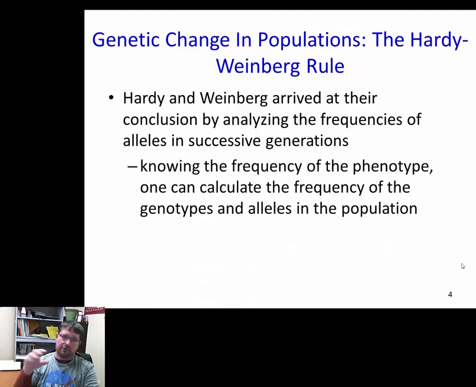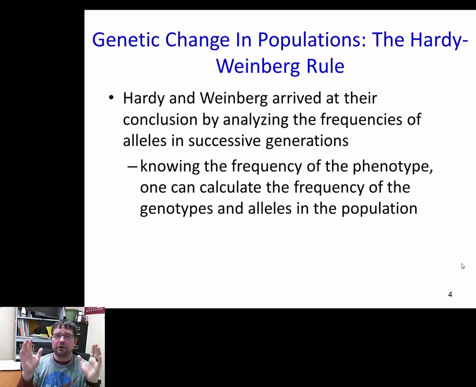So like I said before, in the early 1900s, it wasn't that Hardy and Weinberg knew what a genotype was. They didn't, but they did know what a phenotype was. And a phenotype is much easier to determine by visual cues than a genotype is. So they could look at the frequency of a given phenotype, and because they could calculate the frequency of that phenotype, it applies to the genotype.